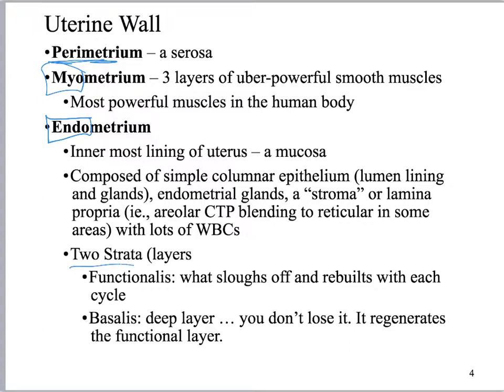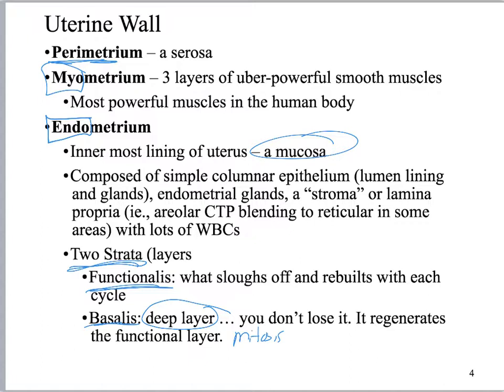And this is actually divided into 2 layers, the functional layer and the basal layer. The basal layer is deep, it regenerates. This is the layer that goes through mitosis to regenerate the strata. The functionalis is what nourishes and holds a developing embryo or fetus, and it's what gets sloughed off and rebuilt each cycle. So this is a mucosa.